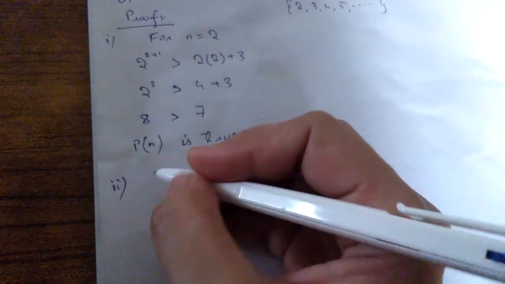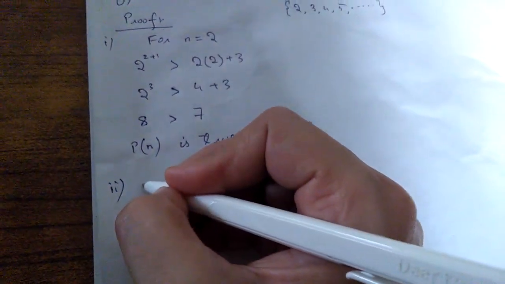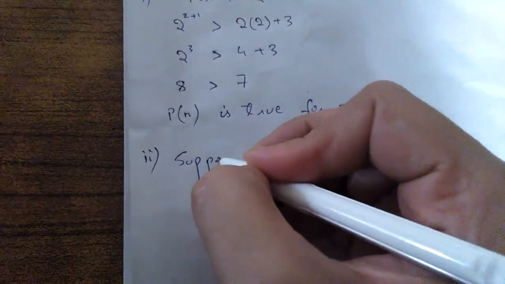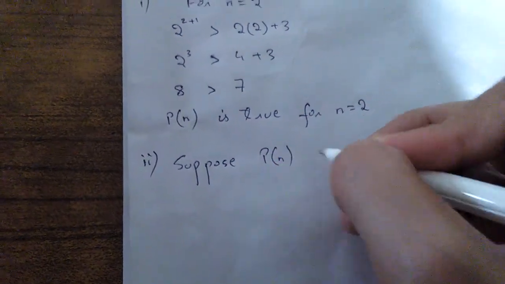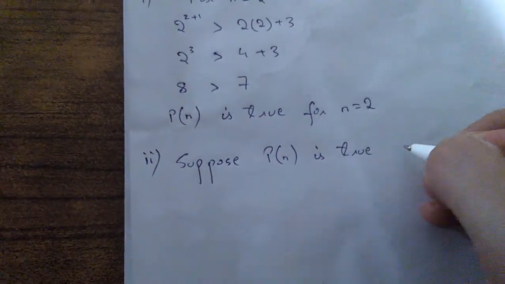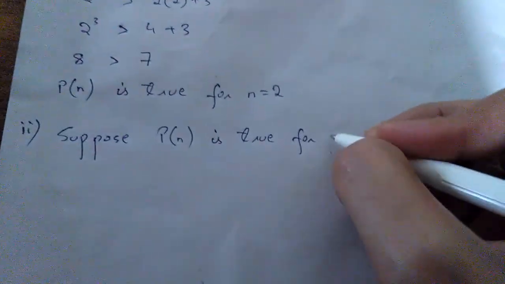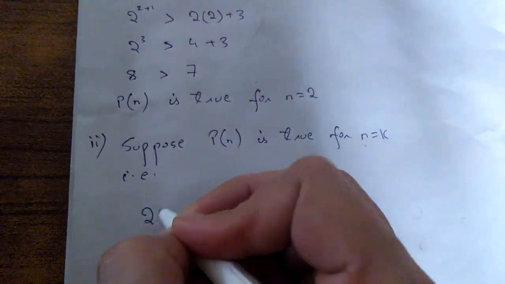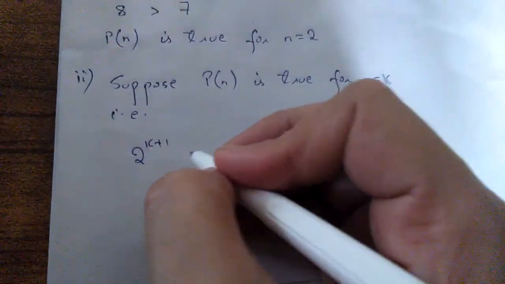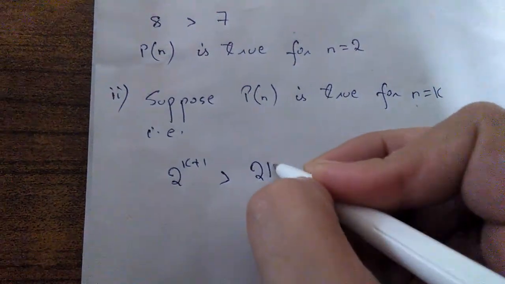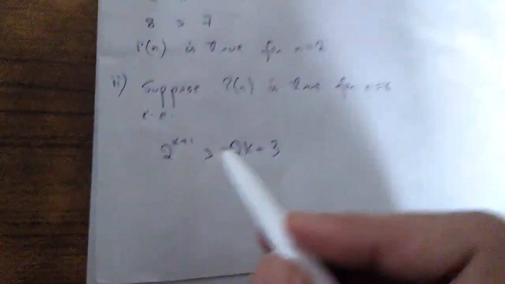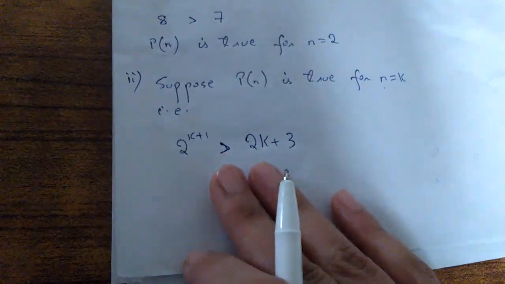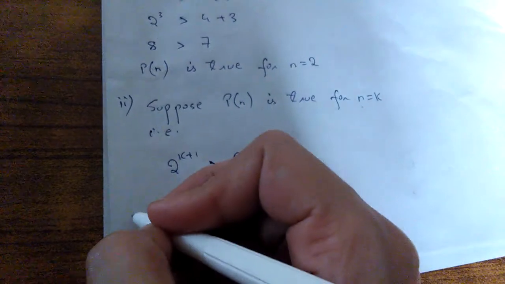So you see, suppose p of n is true for n equals k, that is, at the place of your n you just substitute your k here, and this is our hypothesis. We have just assumed that for n equals k this inequality is satisfied, it is true. Okay, on this basis we are going to approach our third step.